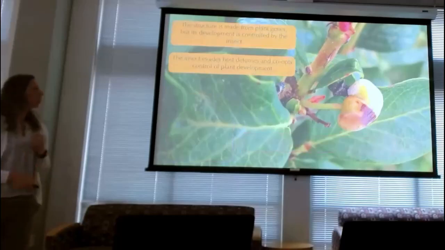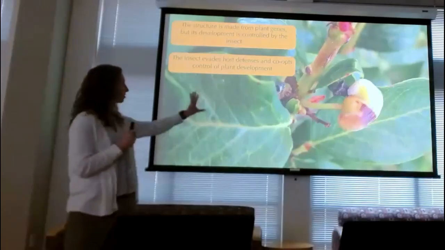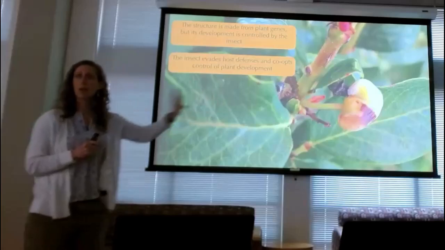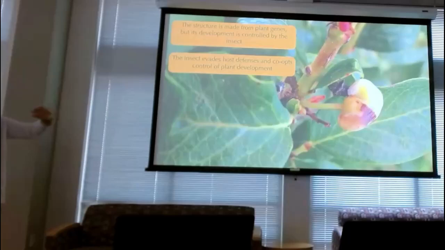So the reason why galls are cool and I like to study them is that this structure is made out of plant genes and plant proteins and everything like that. But the function or the shape of it, the timing of it, everything about this gall is dictated by the wasp that is inducing it. So this is considered to be an extended phenotype. It's wasp or insect genes that are actually dictating the morphology of a completely different organism by manipulating that genome. And so this is kind of an interesting thing.